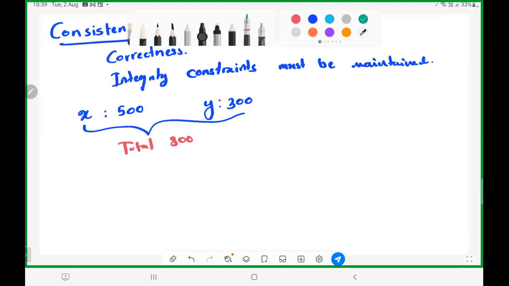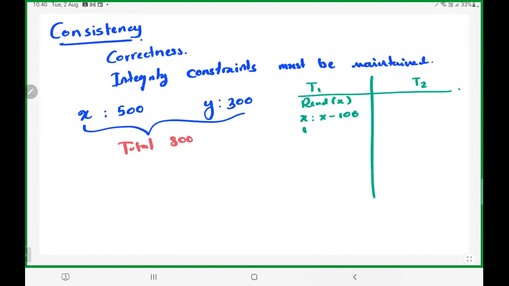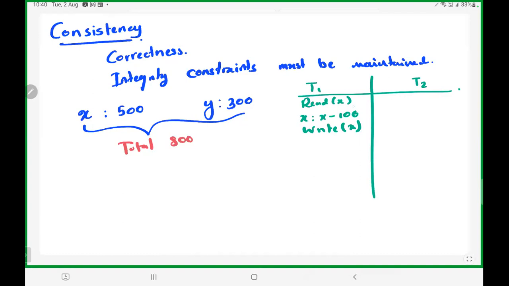After transactions T1 and T2 happen, in here, read X. And X will be deducted by 100 rupees and write X. Then let's see what the total is. Read X means 500. They will deduct 100 from here. It is 400. Then the output will be 400.